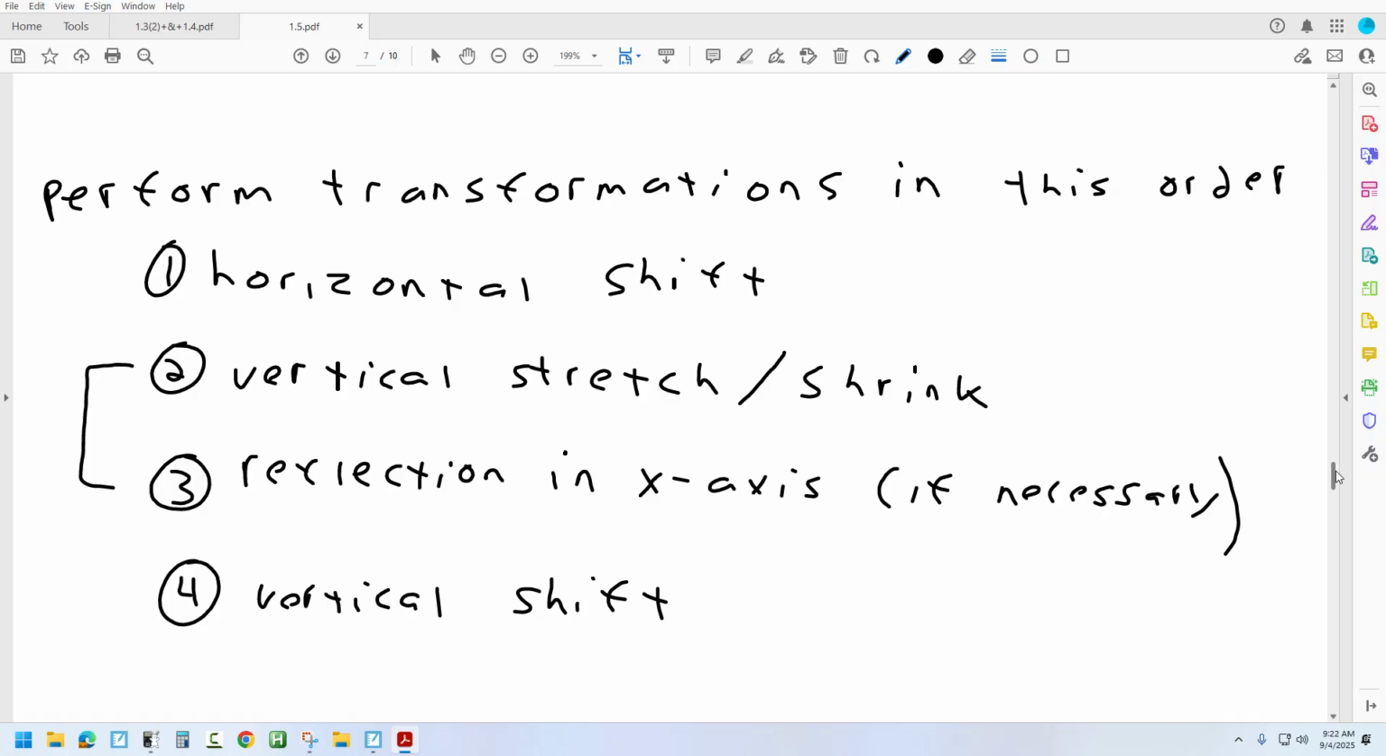Step 3, tell me if there's any reflections. Again, these are all if necessary. If you don't have it, you skip it. And the last thing that you'll tell me is any vertical shifting. Okay, so another thing we're not talking about here is any horizontal stretching or compressing. Again, it's just not something we're going to look at with quadratics, but when we get to other functions, I'll add that in.